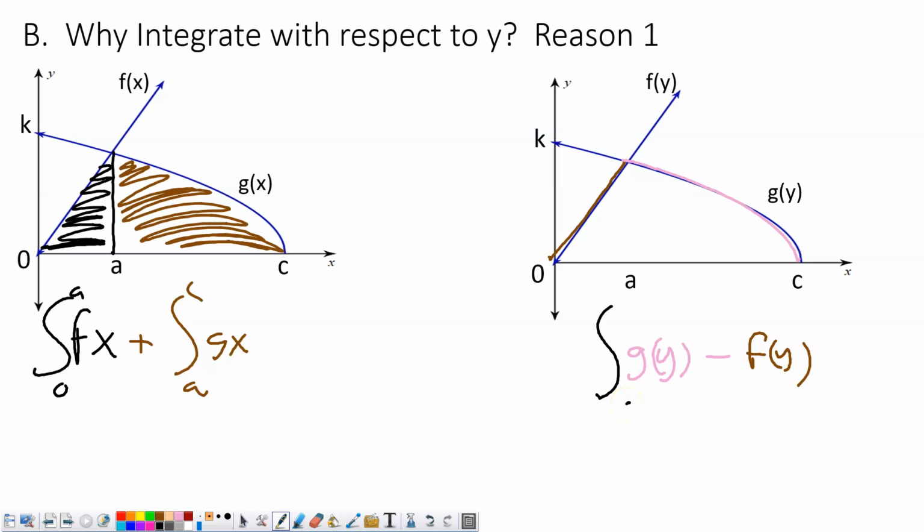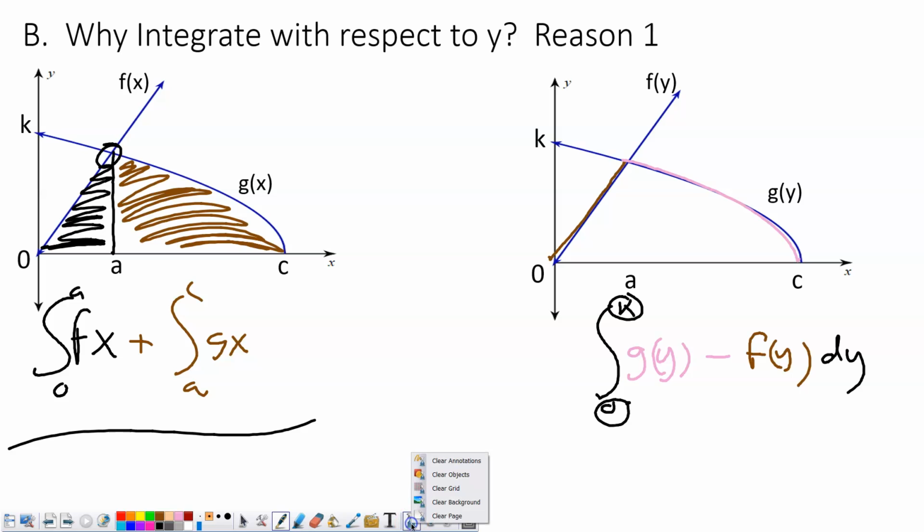Now, if I'm integrating with respect to y, what are my limits going to be? 0 to k. Okay, so now that would be less work and easier to type into a calculator than this one. Like on your homework last night, I think you had to find where they intersected too, didn't you? So here, you just go from the bottom up to the top, subtract your two functions, and you've got it. So one reason why it might be beneficial to integrate with respect to y is because it might be theoretically simpler to do.